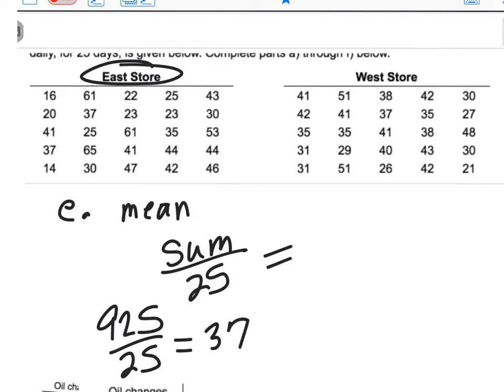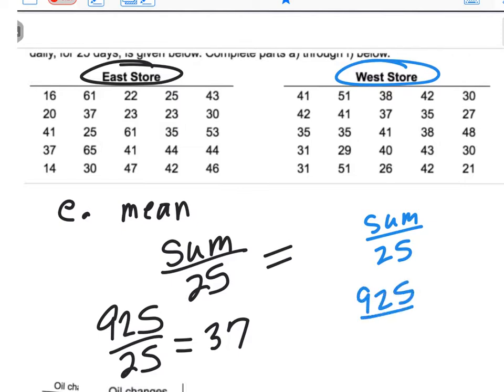Then I did the same thing for the West store. Again, I added all of them together, and then I'm going to divide by 25, and I got the same sum. I got a sum of 925. Added it, double checked it, did it twice just to make sure, and then I do 925 divided by 25, which means my mean is also 37.